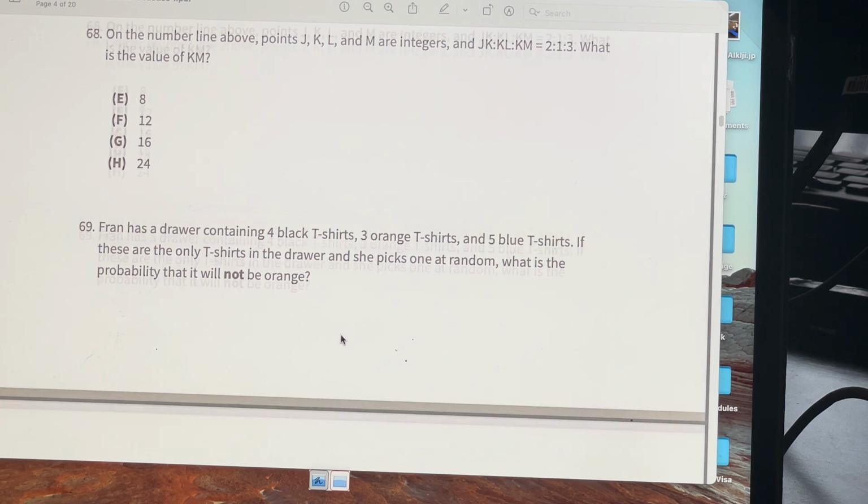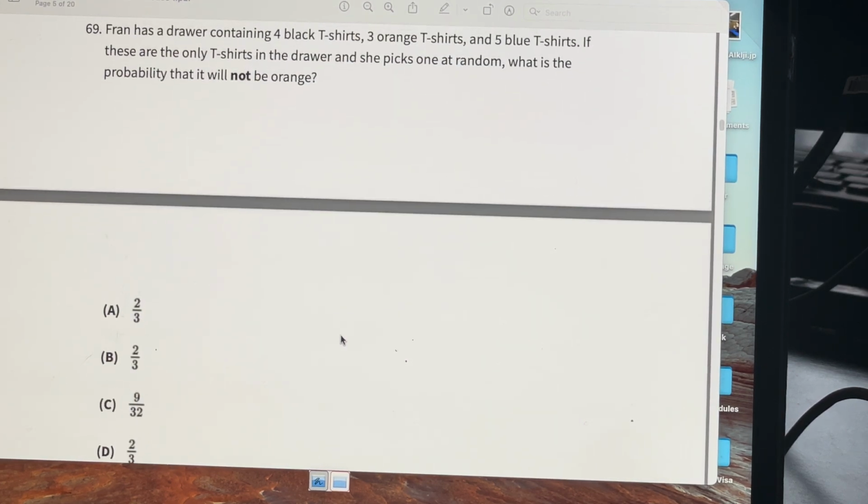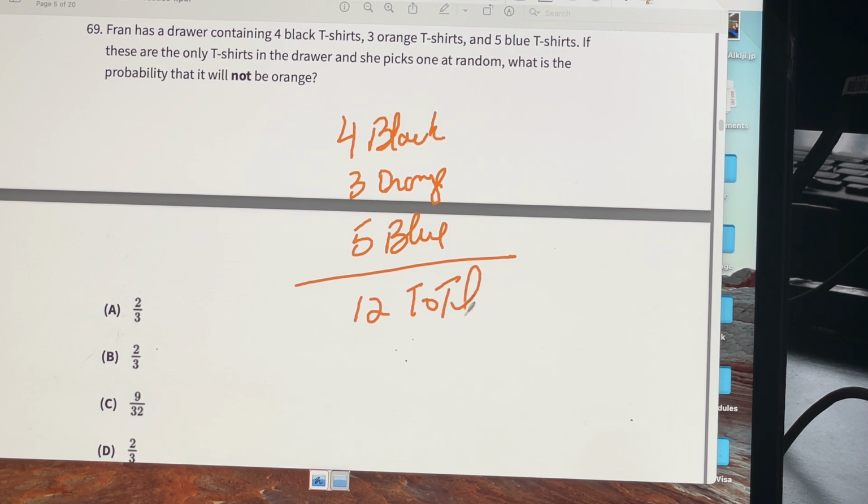67, 68, 69. Okay, so which one's not orange? Well, this one's hopefully a simpler one. So we have 4 black t-shirts, 3 orange, 5 blue, and you always want the total first, right? So we have 12 total. So if you pick one at random, what's the probability that it's not orange?